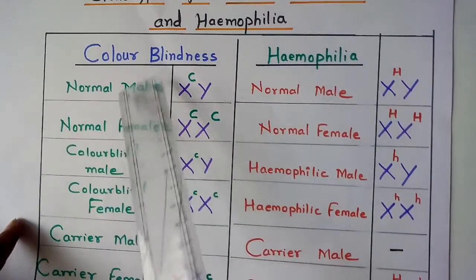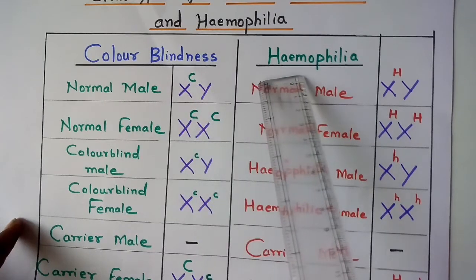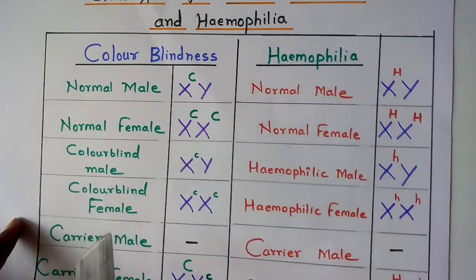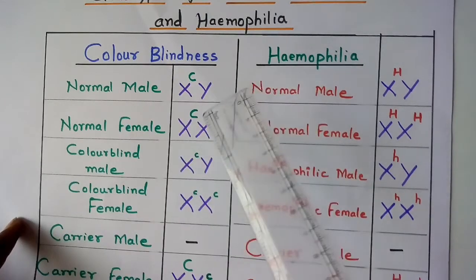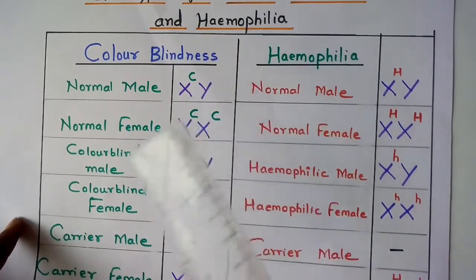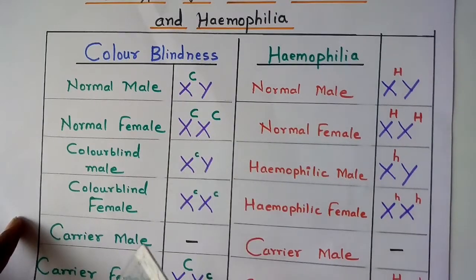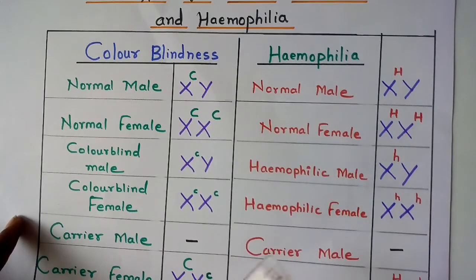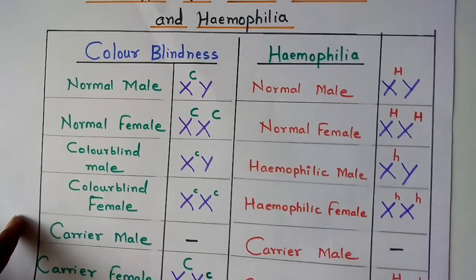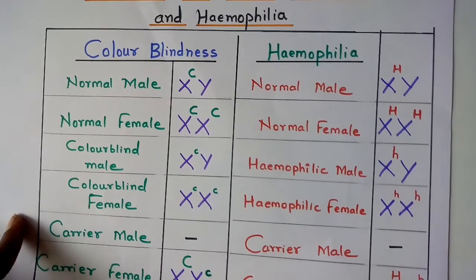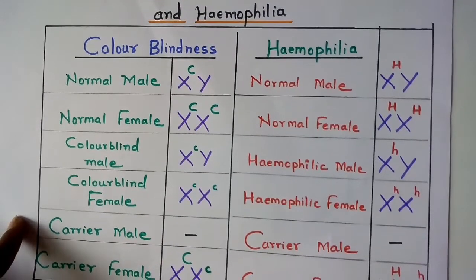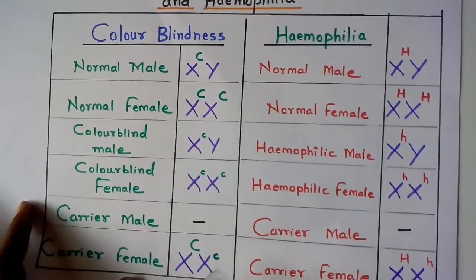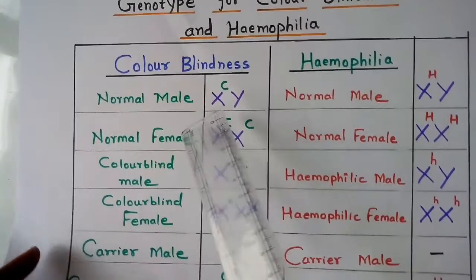Now one thing you have to remember is color blindness and hemophilia, both of them are X-linked recessive disorders. X-linked recessive disorders means the recessive gene will be present only on the X chromosome and it is not present on the Y chromosome. Since it is present on the X chromosome and the gene that is present is recessive, it is called an X-linked recessive disorder.